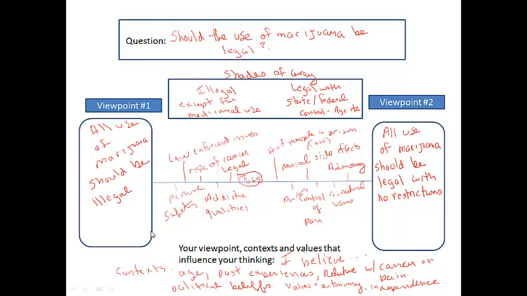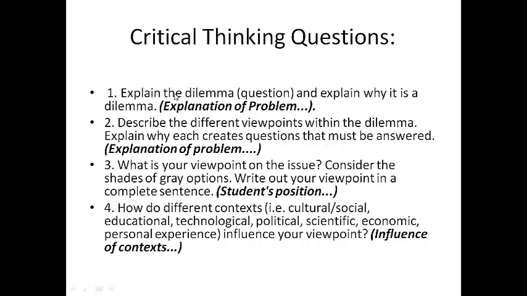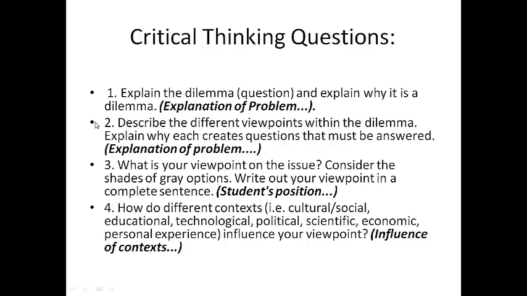Real quick, I do want to show you on here where they can pull the information for each question. So I'm going to be flipping back and forth. But explain the dilemma, describe the different viewpoints for questions 1 and 2. That comes from here. Here's your question. Here's your viewpoints right in here. So they can pull question 1 and 2 from that. Question 3, what is your viewpoint? That was on the bottom of that page.